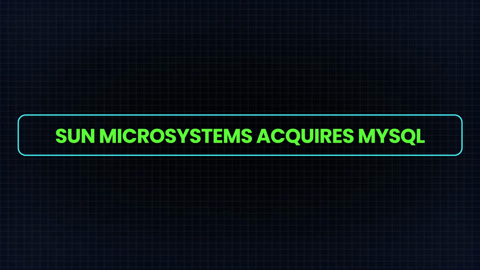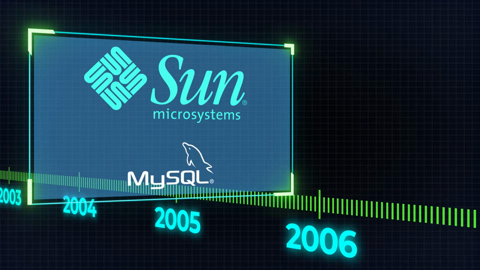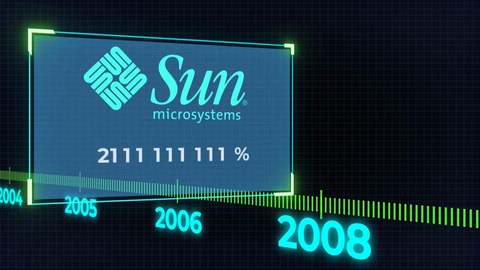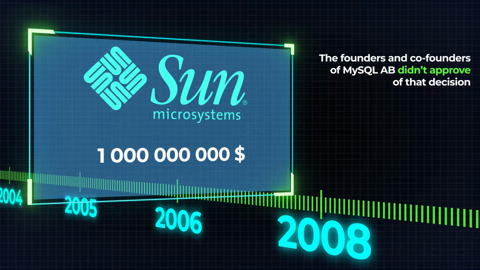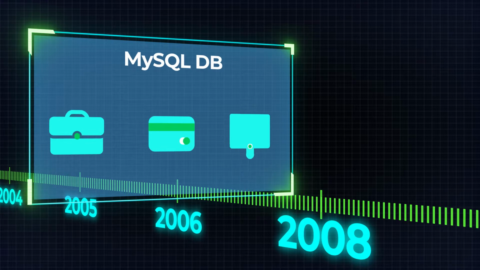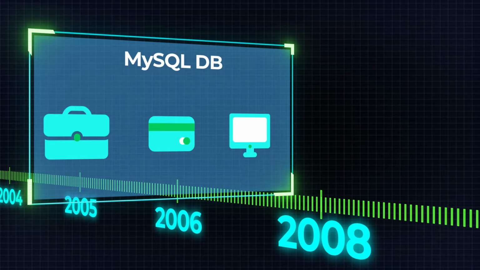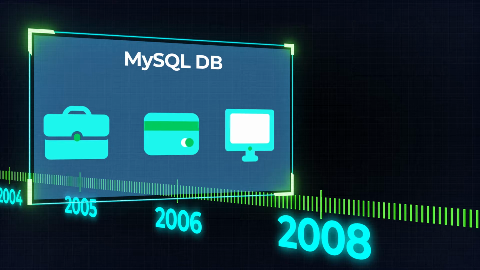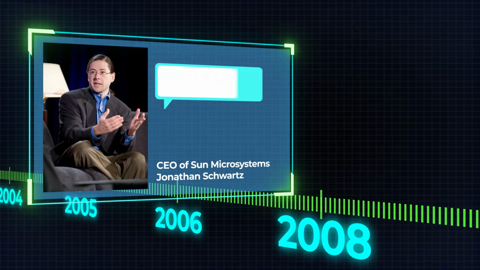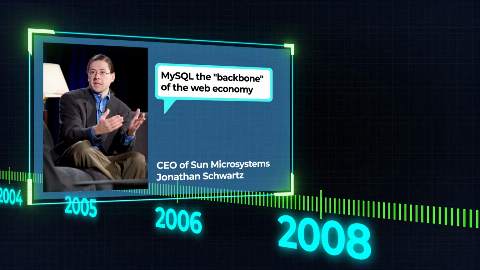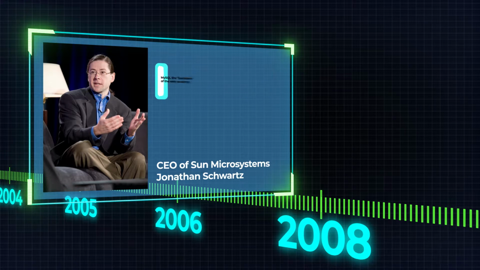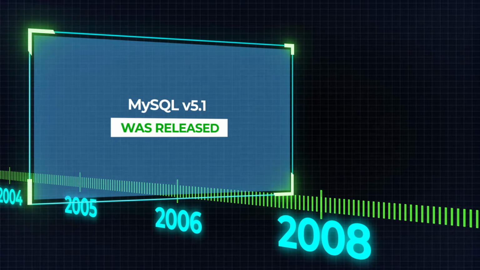Sun Microsystems acquires MySQL. In January 2008, MySQL was acquired by Sun Microsystems for $1 billion. The founders and co-founders of MySQL AB didn't approve of that decision. At the time, MySQL DB was already popular among large corporations, banks, and telecommunication companies. The CEO of Sun Microsystems, Jonathan Schwartz, called MySQL the backbone of the web economy. In November 2008, MySQL version 5.1 was released, which had been under development since November 2005.